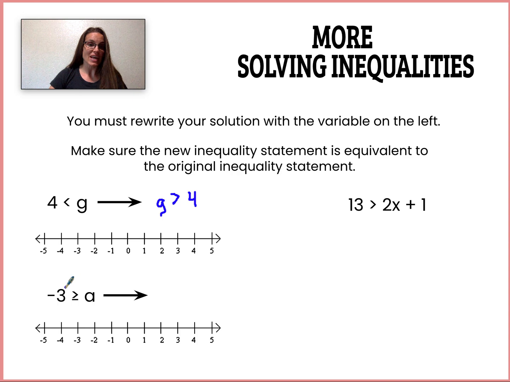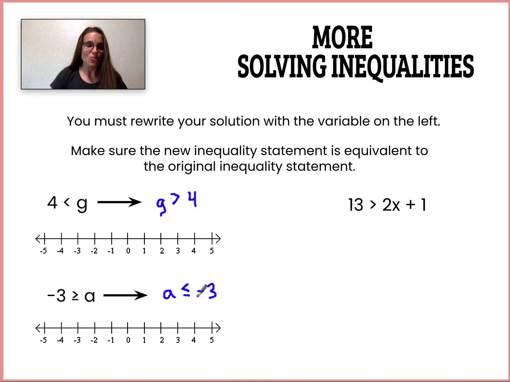If I were solving and I ended up with -3 is greater than or equal to a, I need to rewrite this with a on the left, but I can't just write a is greater than or equal to -3. That doesn't have the same meaning. A is on the left, -3 is on the right, but now I need to use a less than or equal to symbol. I need to change the direction of my inequality to maintain the meaning. -3 is greater than or equal to a is the same as a is less than or equal to -3.